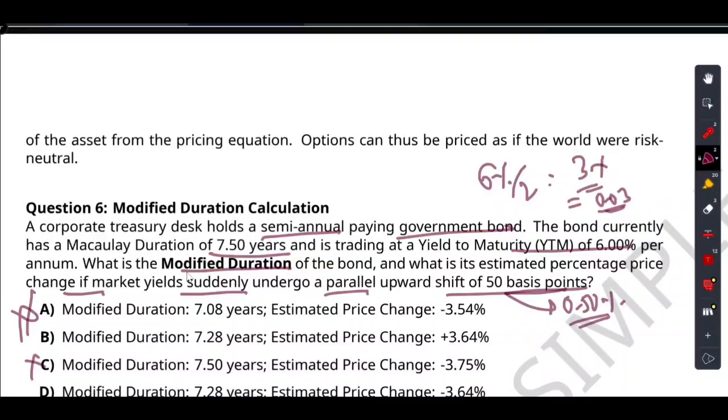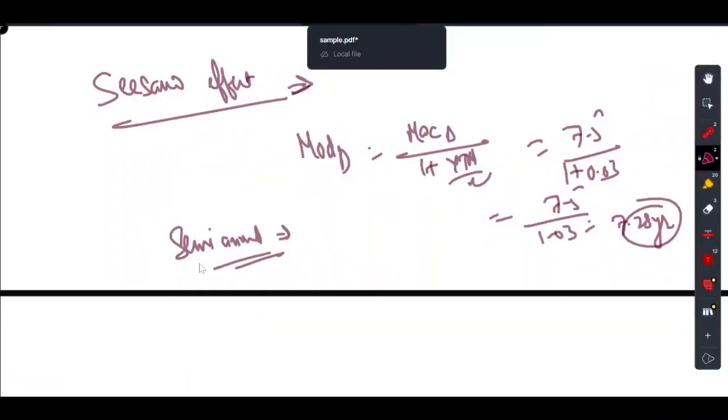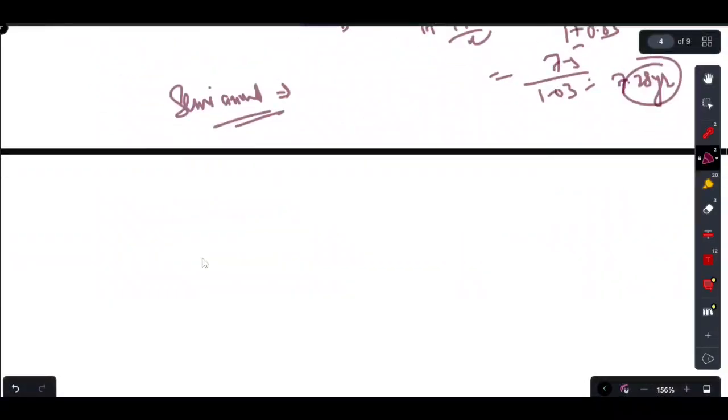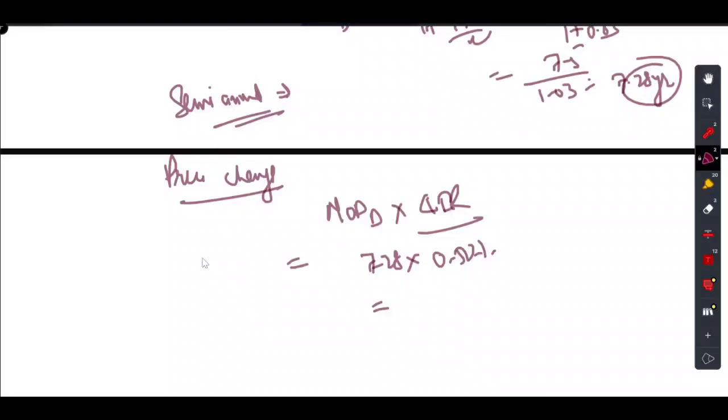Now let's talk about finding the price change. That's the second part of the question. How do you go about finding the price change? Very simple, right? What we need to do is multiply the modified duration with the change in interest rate, right? So how much is the modified duration? 7.28. How much is the change in interest rate? That is 0.50 percent. That will give us 3.64 percent. Okay. So this is your price change.